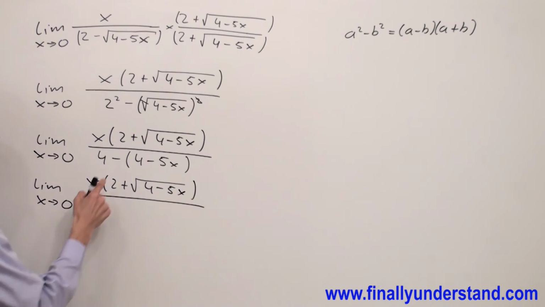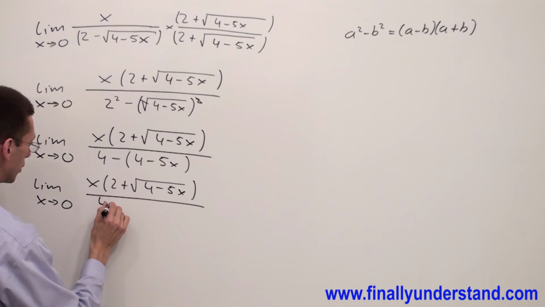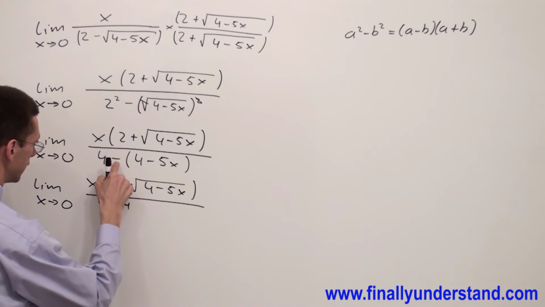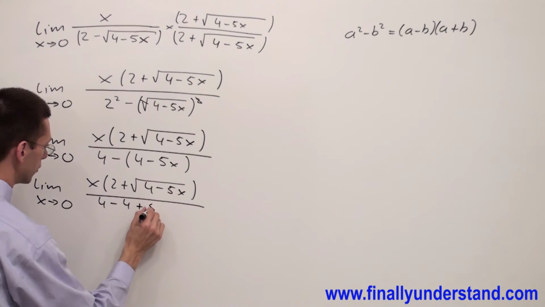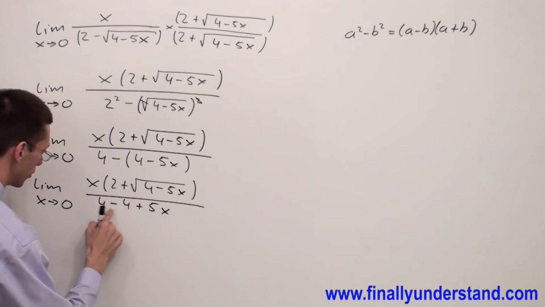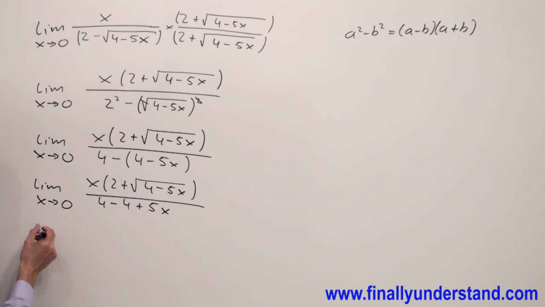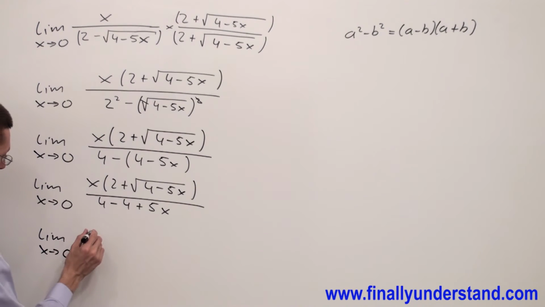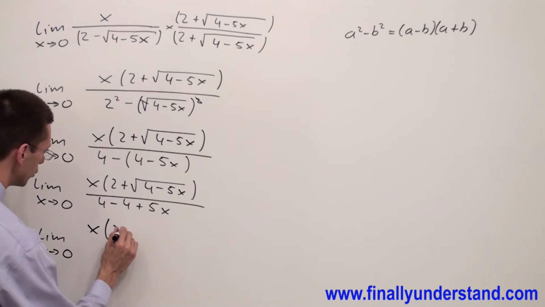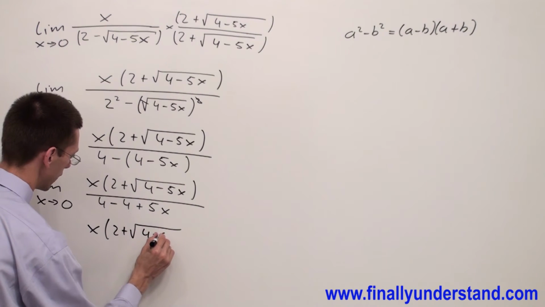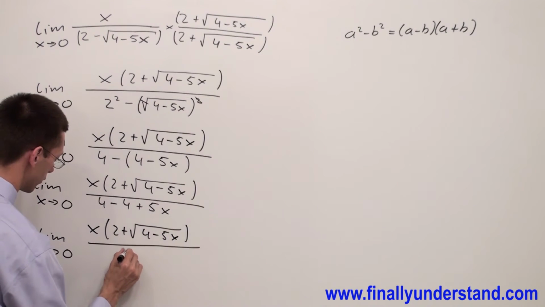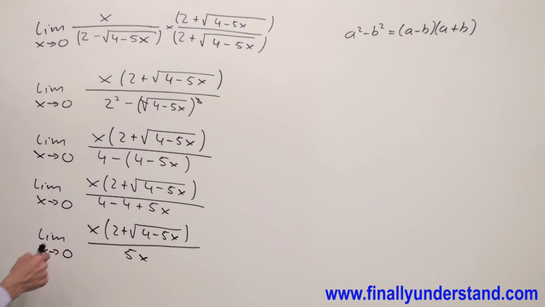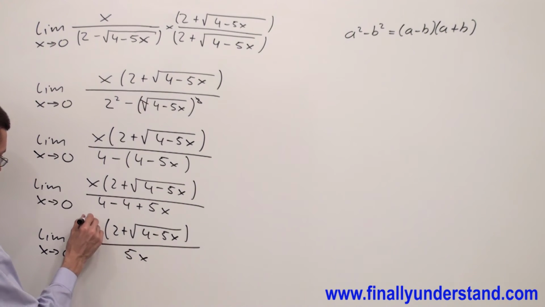over, take off the parentheses, you have 4 minus 4, negative times positive gives me negative, negative times negative gives me positive, plus 5x. 4 minus 4 gives me 0. Let me do step by step. As I said, limit x is approaching 0. I have x times 2 plus square root 4 minus 5x over 5x, because 4 minus 4 is 0. x and x will cancel out.